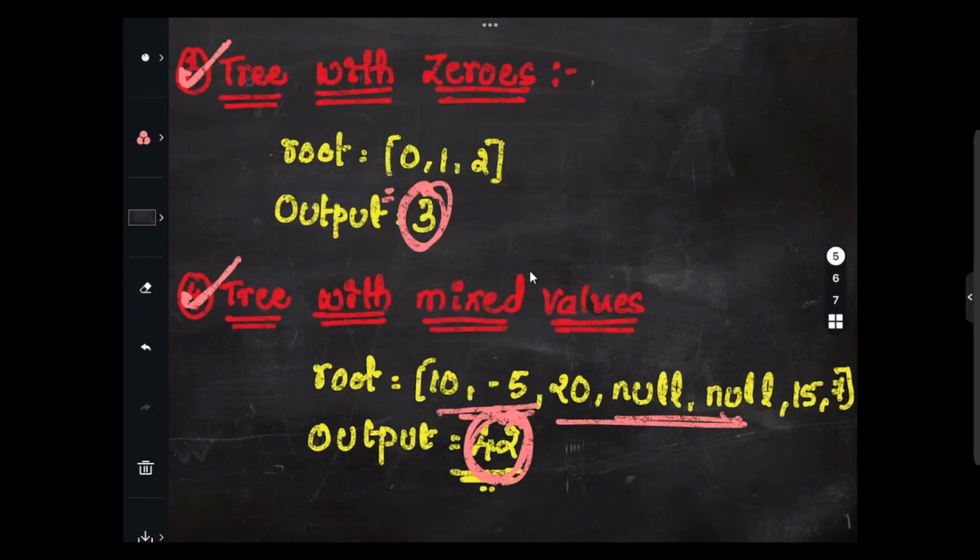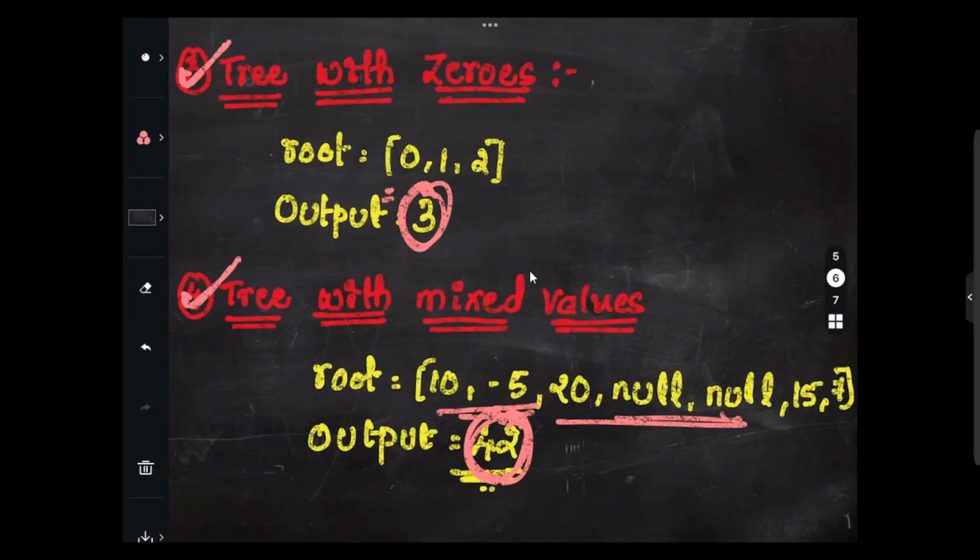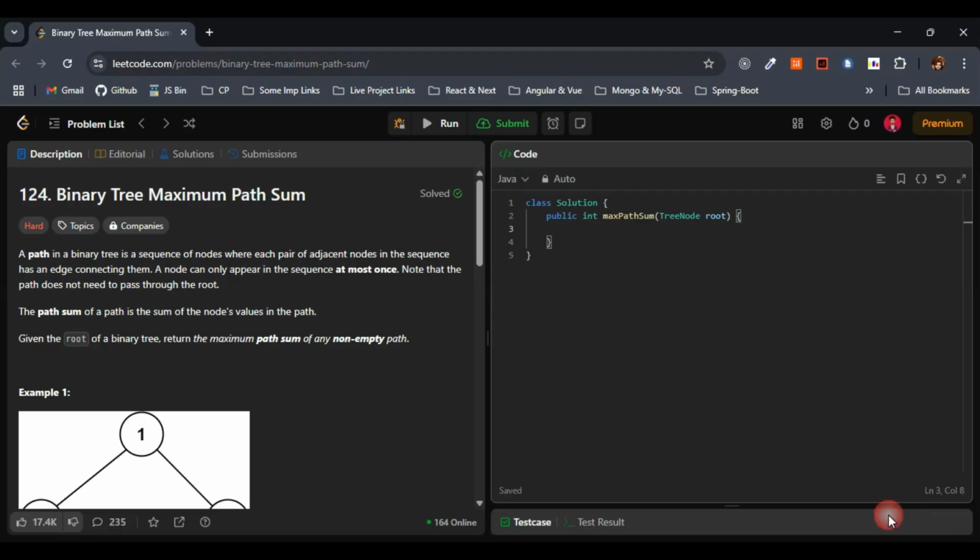So these are the edge cases that we need to keep in mind. The first edge case is for the single node tree, the second edge case is for all negative nodes, the third edge case is for the tree with zeros, and the fourth edge case is for the tree with mixed values. So these are the 4 edge cases that we need to consider, right? So now we are completely familiar with the approach as well as the edge cases. As we are familiar with the approach and the edge cases, it will be easier to write the code. Let's start writing the code.